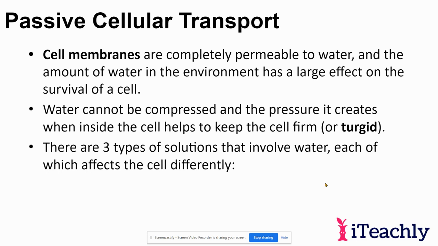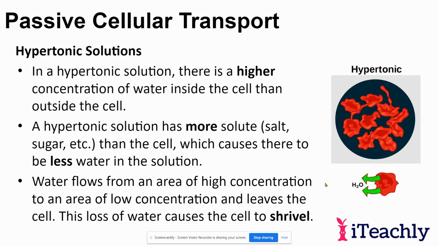So there's 3 types of solution that involve water, each of which affects the cell differently. Basically there's hypertonic, isotonic, and hypotonic. So hypertonic solution, it's really talking about the solution. Generally we would have done water potential problems here, and the way you set up water potential problems is you put a cell in a beaker of water or sugar water or something, right? And you can think about this as the beaker, and you're kind of looking down on the beaker.